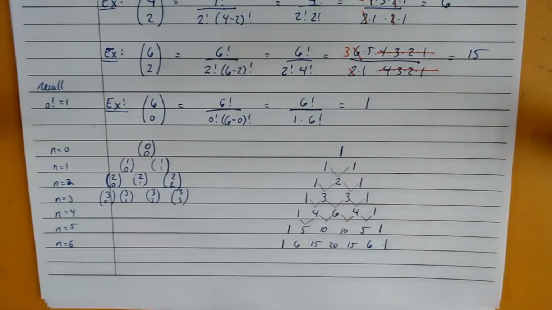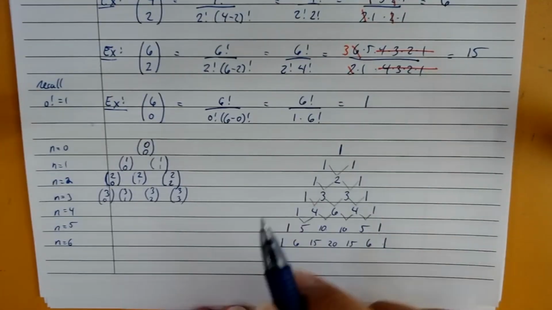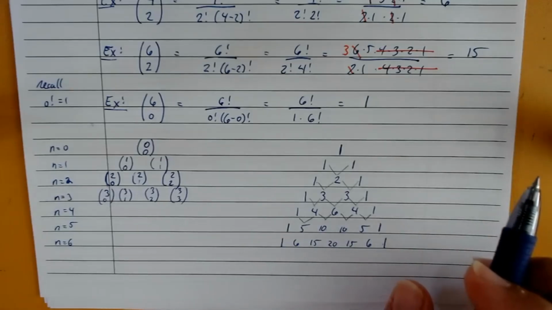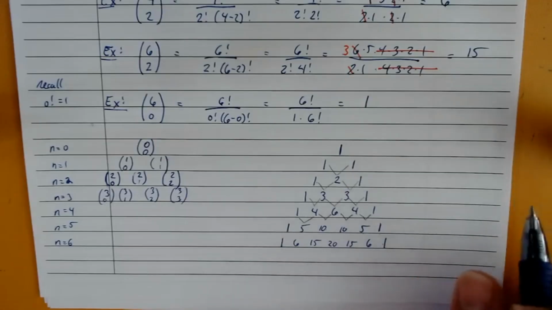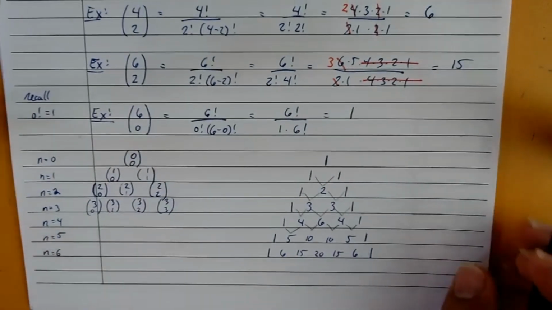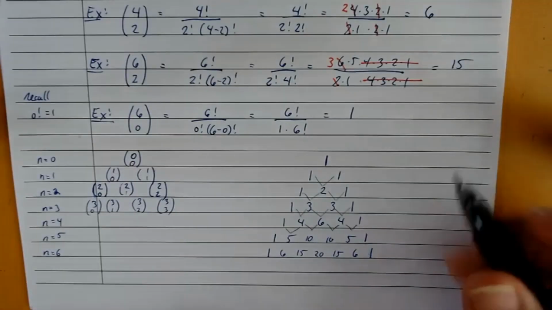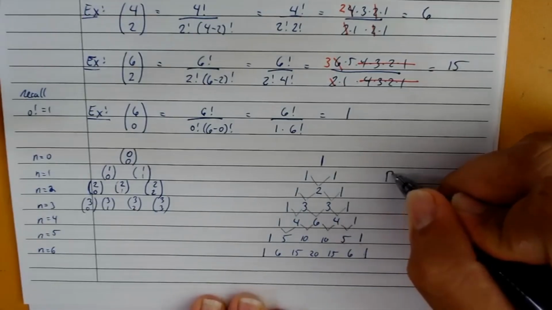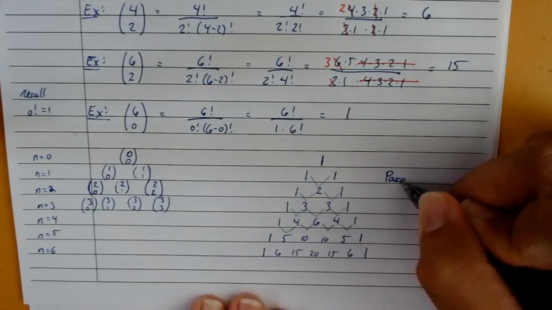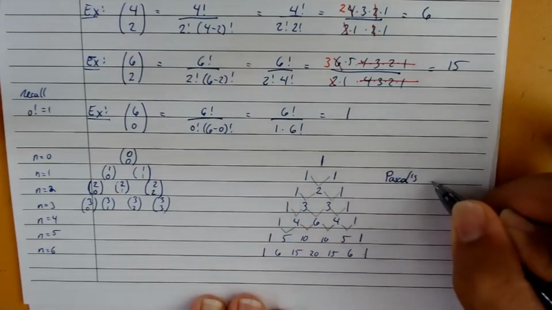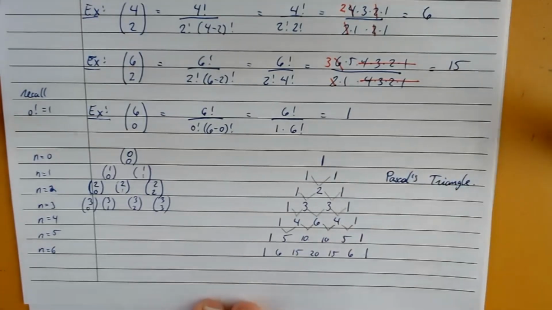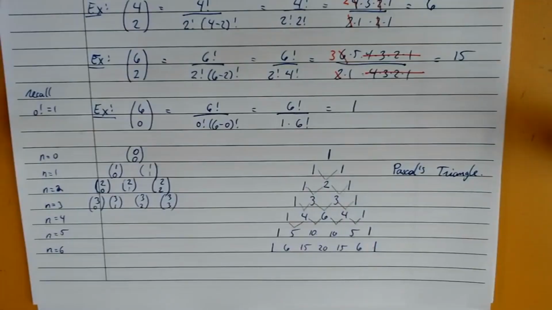The ones on the outside are always 1. This right here has a name, this pattern. There are a few different people who've discovered it throughout history. The one with the best publicist, I guess, the one with the best PR, was Blaise Pascal, a French mathematician. So in many books, this is called Pascal's triangle. However, Pascal was by no means the first person to discover this in any way, shape, or form.